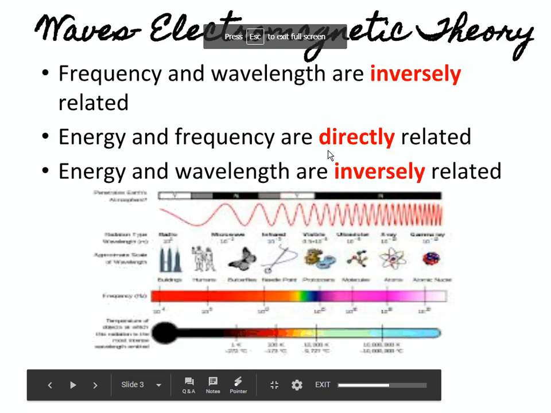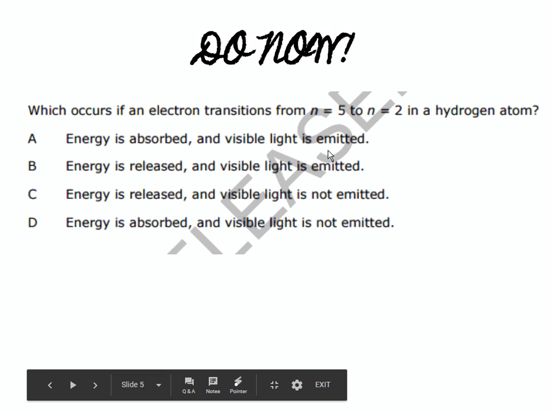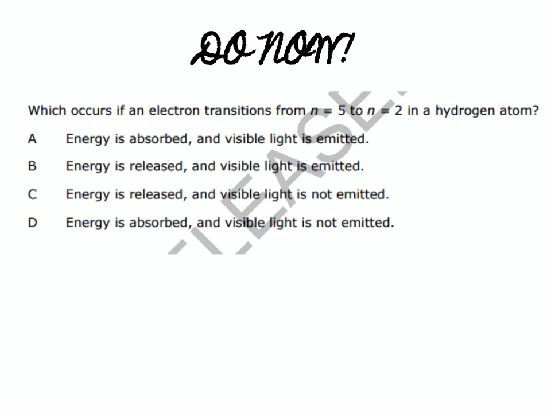Okay, ready? So slide 5, which occurs if an electron transitions from n equals 5 to n equals 2. Show me visually what that looks like when an electron goes from 5 to 2. Is it dropping? Yes. What's happening with the energy when it drops? Releasing. So we immediately narrow it down to B and C. Then we need to look at visible light emitted or not emitted. Where would one find that information? The Bohr model from the reference table. So we need to look at the reference table.